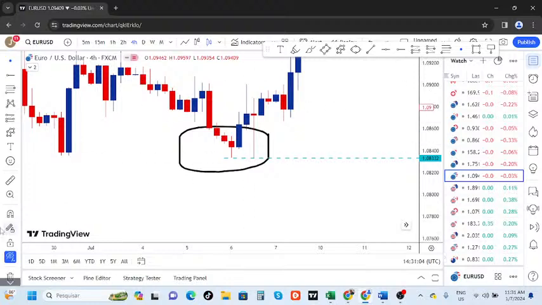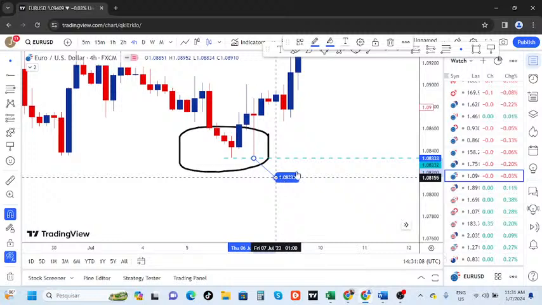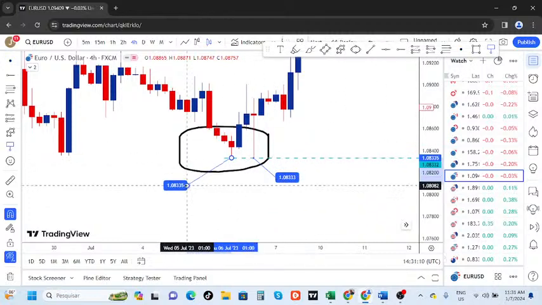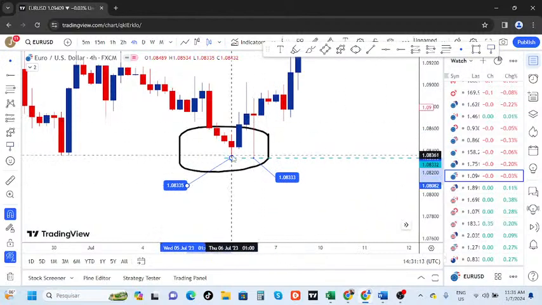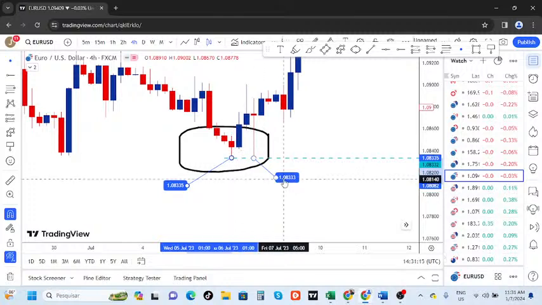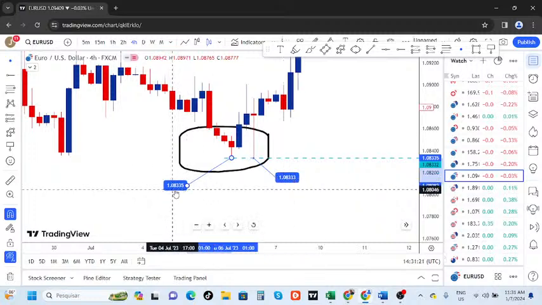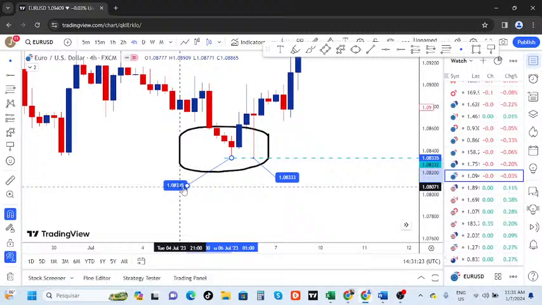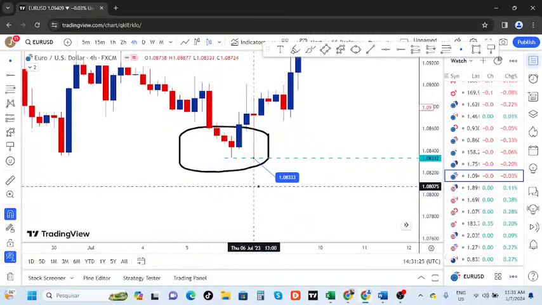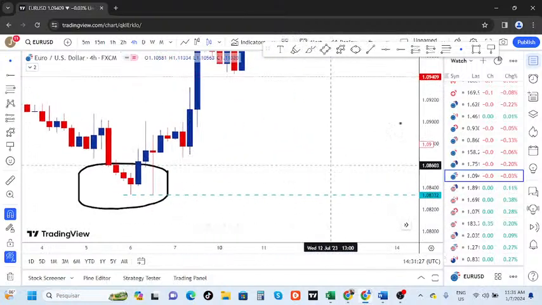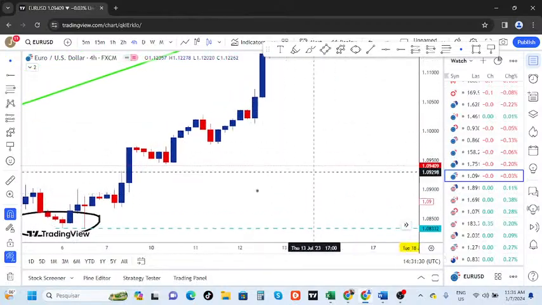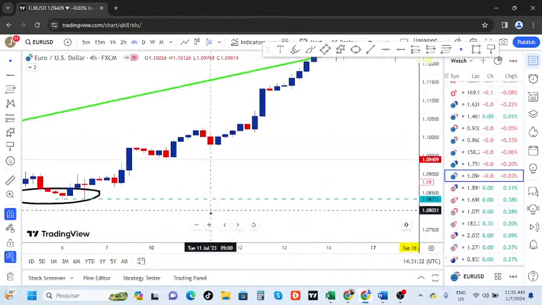I think this is a low. Let's confirm the low. Okay, right here, this candle and this candle, which one is the lowest? This one is the lowest. This one is 1.08333. This one is 1.0833 and 5. So this is higher and this is lower. So back in time, the short-term trend on the 4-hour time frame was up.